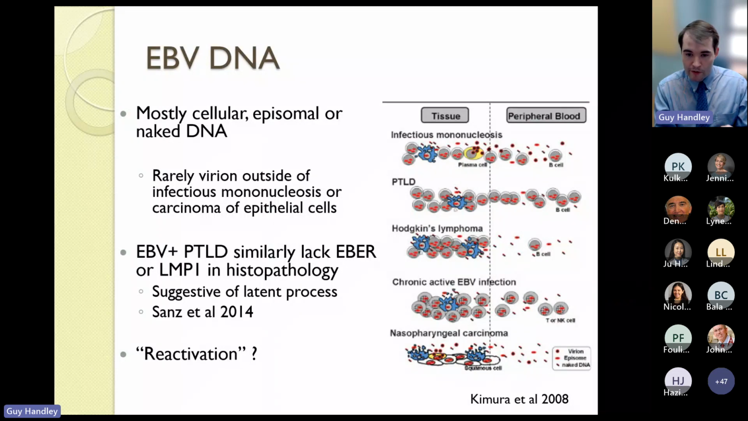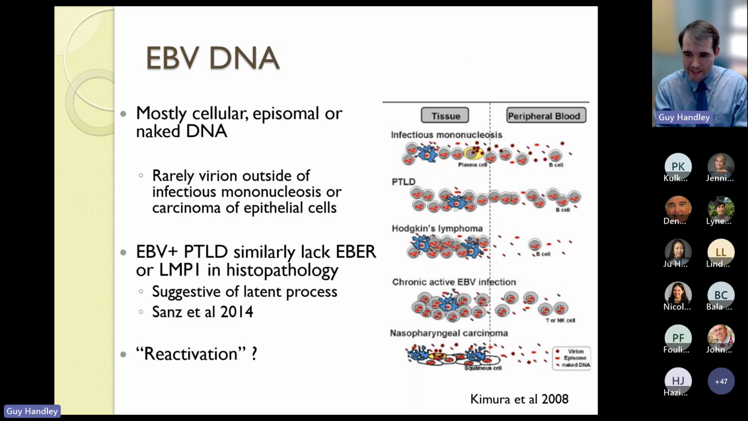Those patient samples lack EBV RNAs as well as latent membrane protein 1 in histopathology, which suggests that this is a latent process. It's not a lytic process. And so the term reactivation with EBV is not the same as with alpha and beta herpes viruses. When you say reactivation, what you're really talking about is clonal expansion of an infected cell line. So it's a little bit of a misnomer.